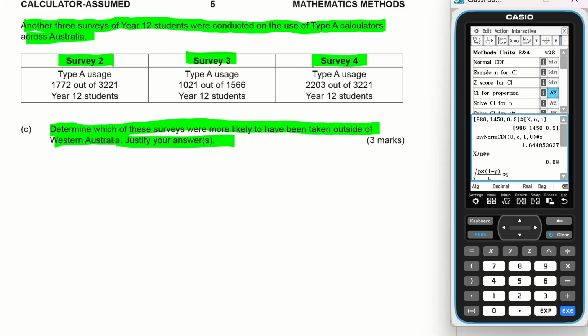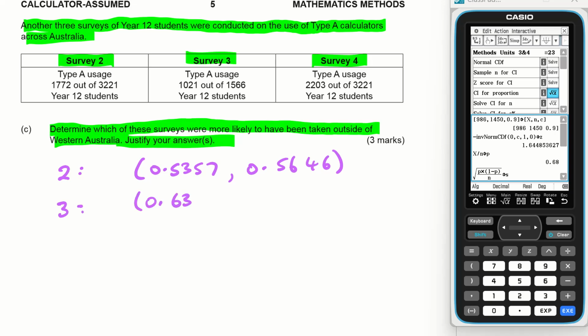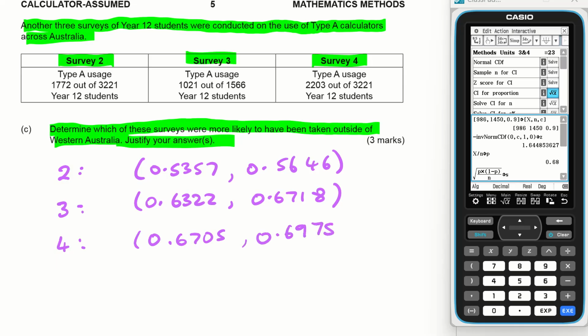And if we do that, what we'll find is for sample 2, the 90% confidence interval was 0.5357, 0.5646. For survey 3, it was 0.6322 and 0.6718. And for number 4, it was 0.6705 and 0.6974.